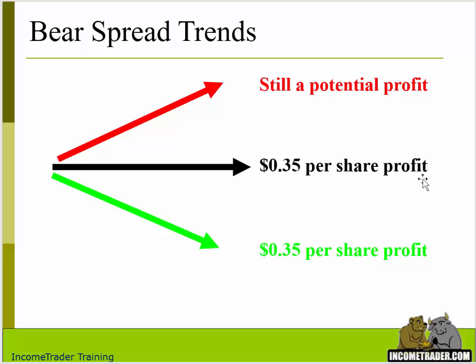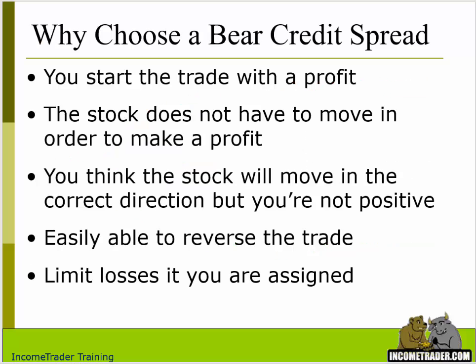And so you'd still make money if it goes sideways, you'd make money if it goes down, and you potentially could still make money even if it went up, as long as it stays below a resistance area, or below the strike price you sold less the premium you received. So why do we choose a bear call credit spread? Because again, you're going to start the trade initially with a profit. We're going to sell a lower call and buy the higher call, and the net profit goes directly into your account. This is really the best part, folks.